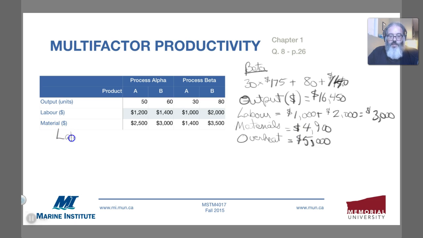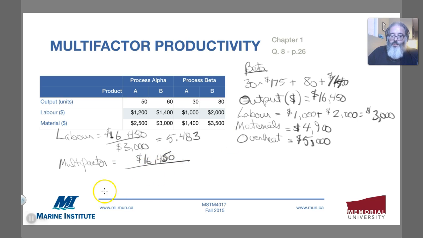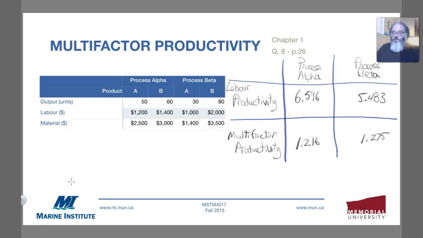So our labor productivity, again, the division, so it's $16,450 divided by our cost of labor, which is $3,000, and that's going to be equal to 5.483. So then the multi-factor, that's again just going to be our $16,450 of output value, and then we're going to just divide that by the sum of all of the costs. So our labor is going to cost 3,000, our materials cost 4,900, and our overhead is 5,000, and plug that all into the calculator, and that's going to be equal to 1.275.